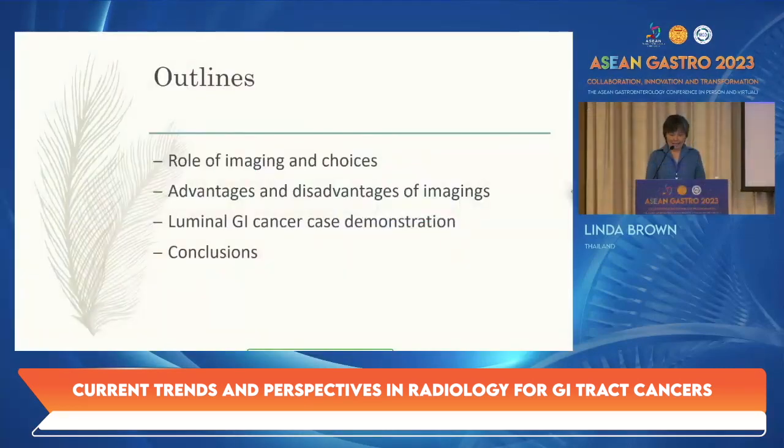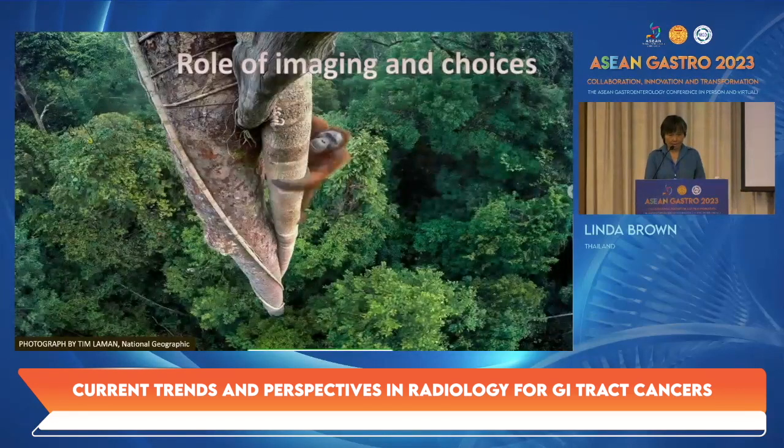Here is the outline. I will talk briefly on the role of imaging and the choices, and the advantages and disadvantages of imaging. And then most of the time I will show a bunch of cases on the luminal GI cancers, and then conclusion. Okay, let's start with the role of imaging and choices.